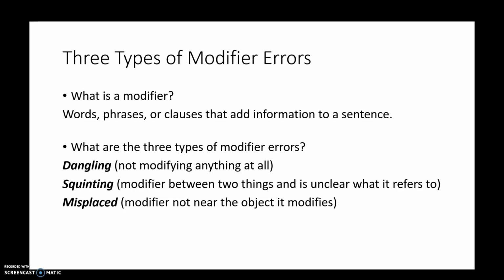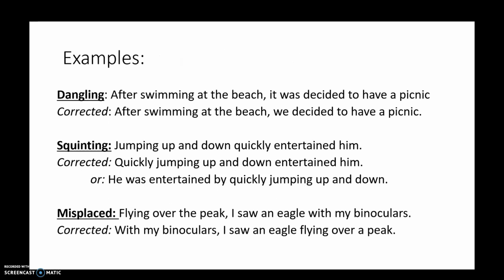So now let's take a look at some examples. And remember, you can pause this video anytime to write things down. So the first example is a dangling modifier. After swimming at the beach, it was decided to have a picnic. This is a dangling modifier, the phrase after swimming at the beach. We don't have any context for who decided what. And so we can correct that by saying, after swimming at the beach, we decided to have a picnic.